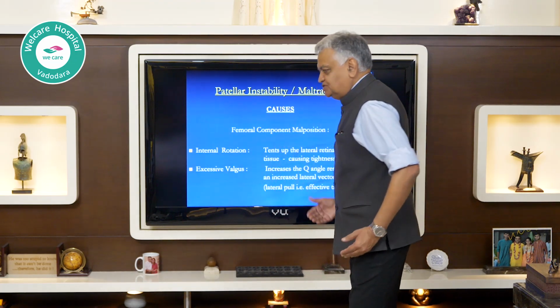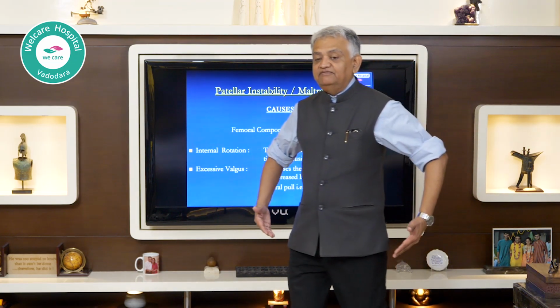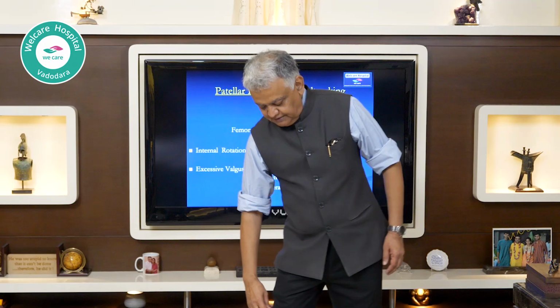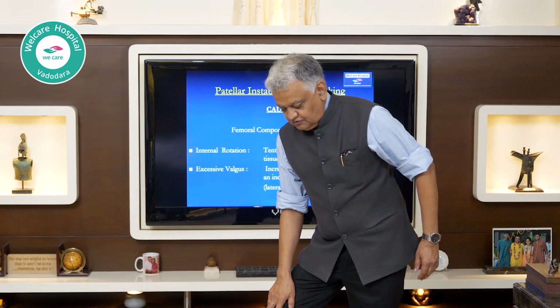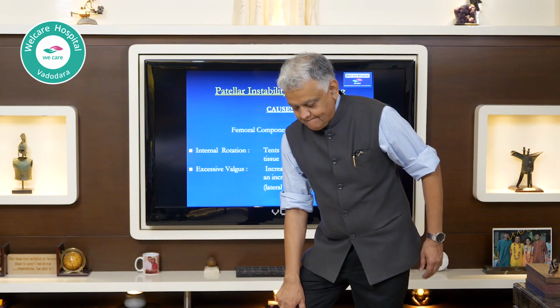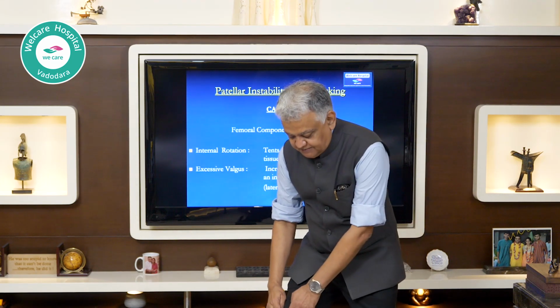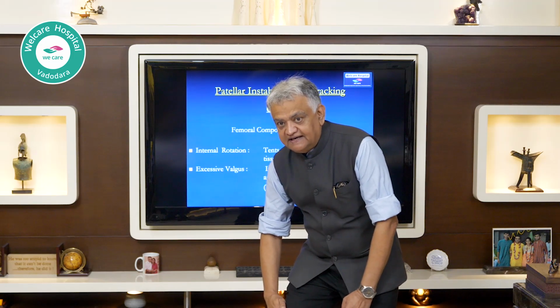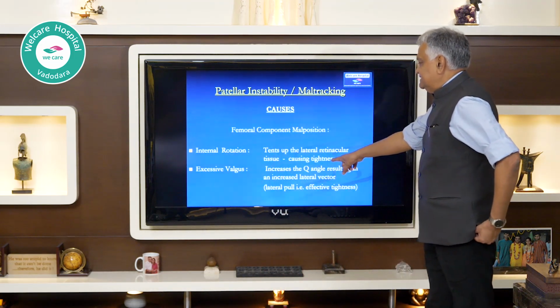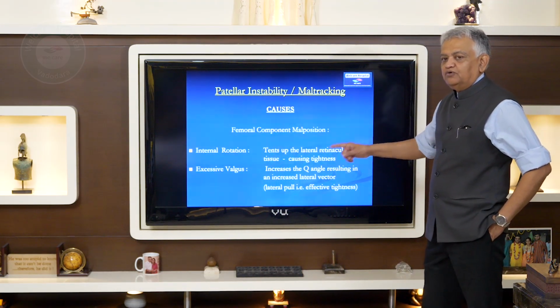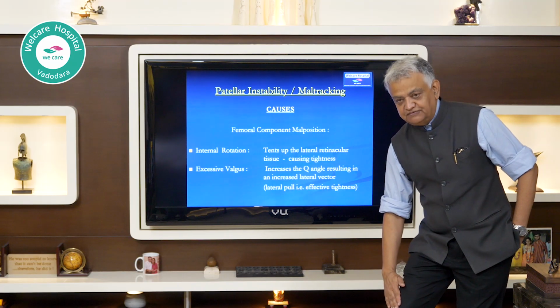And if you do too much of it, then that is the equivalent of widening the pelvis like this. Do you understand? So if you increase your Q angle, the pull from the lateral side for a patella which is trying to stay in the middle in the trochlea is that much more. So there will be tightness here on the lateral retinaculum. So increasing the Q angle beyond a point also increases the tightness of the lateral retinaculum.